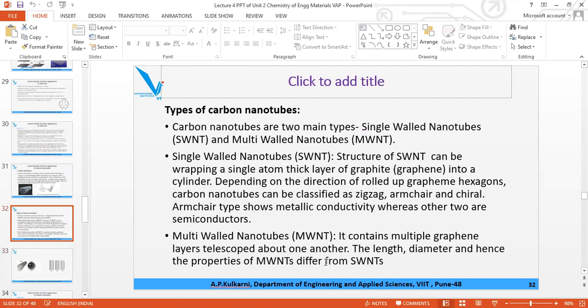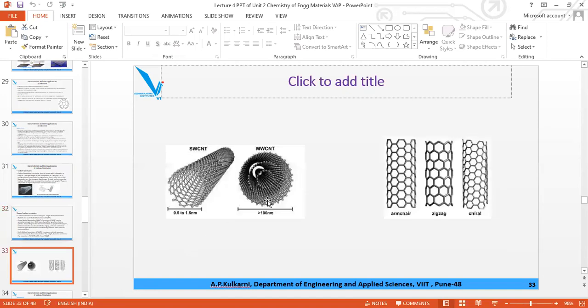Just now I showed you the single walled and multi walled nanotube. A single walled nanotube is wrapped in a single atom thick layer. As I have shown you here, a single layer is rolled up. Depending on the direction of rolled up graphene hexagons, carbon nanotubes can be classified. There are three types of single walled carbon nanotube: zigzag, chiral, or armchair, as shown here.